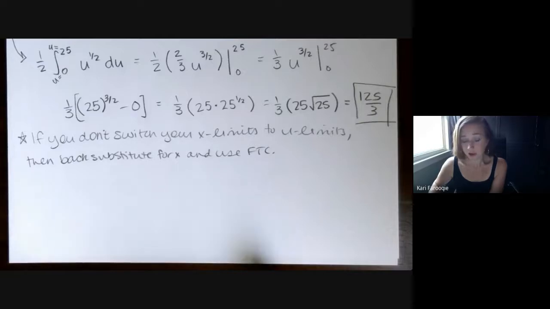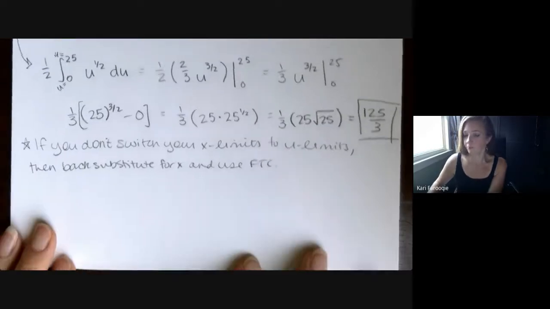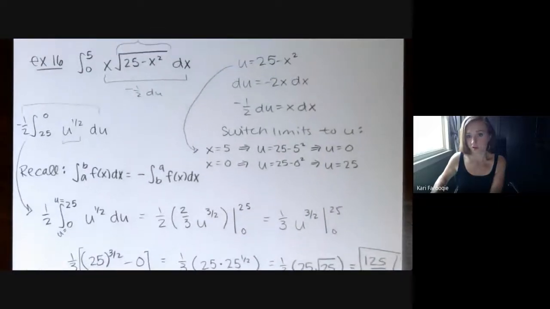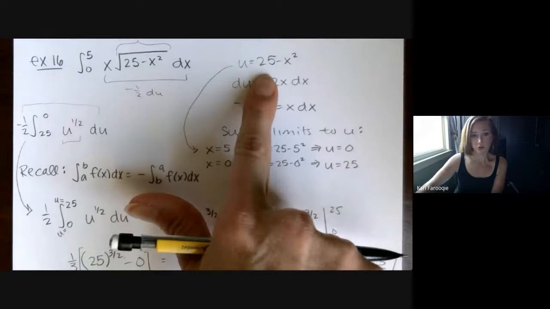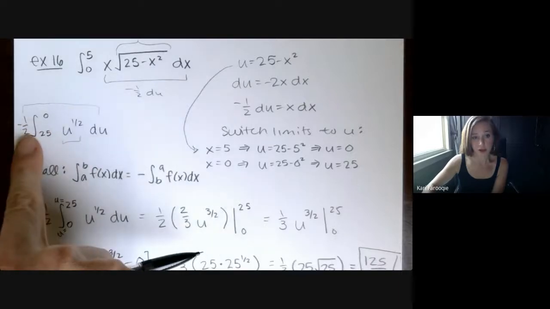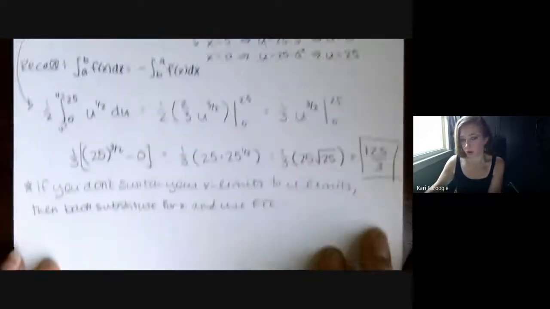Okay, so what that would look like in this instance is, we started off here with this u substitution. U equals 25 minus x squared. We rewrote the integral in terms of u. We would have then -1/2 times the integral of u to the 1/2 du.